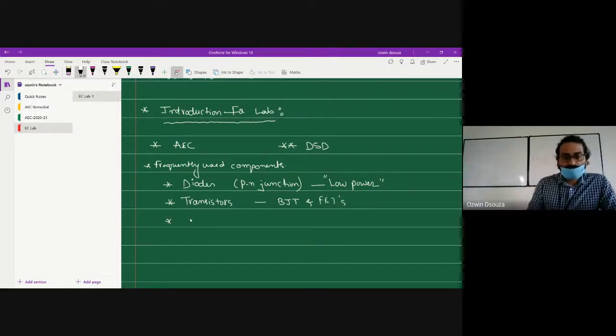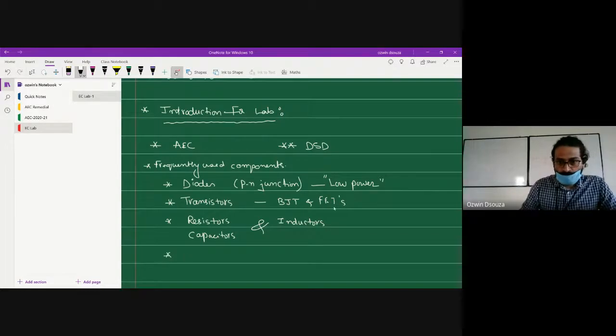After transistors, you have the passive elements: resistors, capacitors, and inductors. Though we seldom use inductors, resistors and capacitors are most frequently used in the analog electronics laboratory. So these belong to passive elements. And then we use the sources, the active elements.